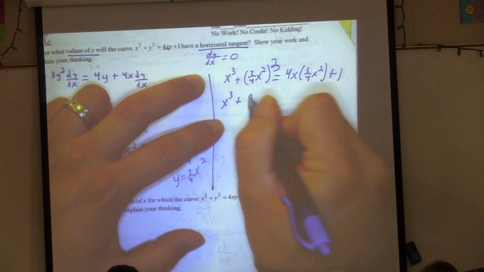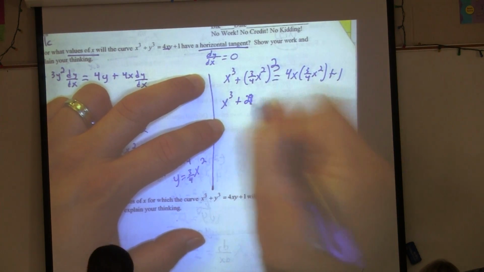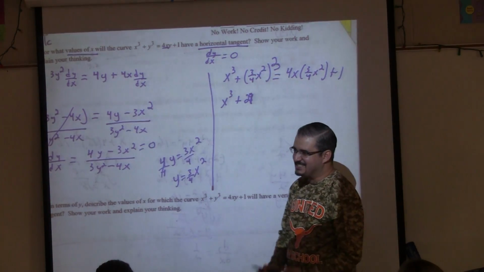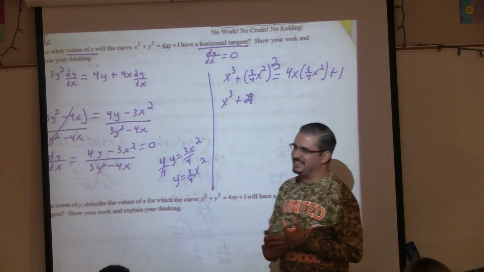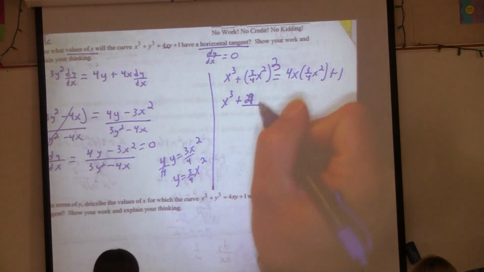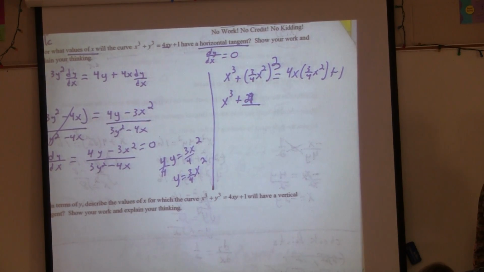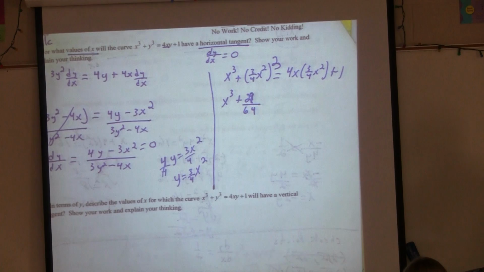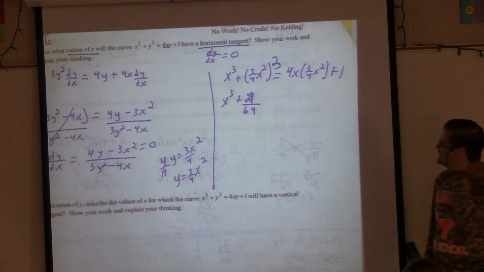27. Okay? 3 times 3 is 9, and then times 3 is 27. Divided by 4 to the third, 64. Gotta know our perfect cubes, at least up to 5.